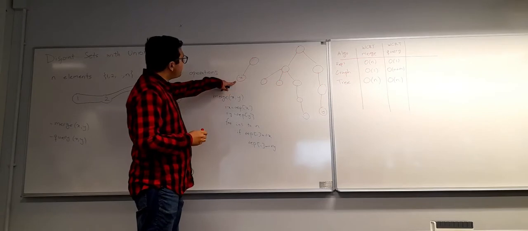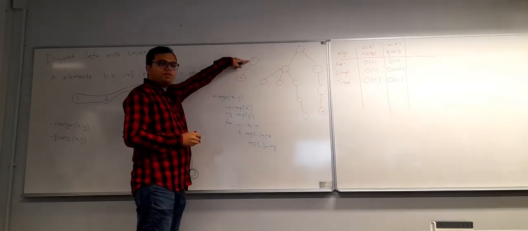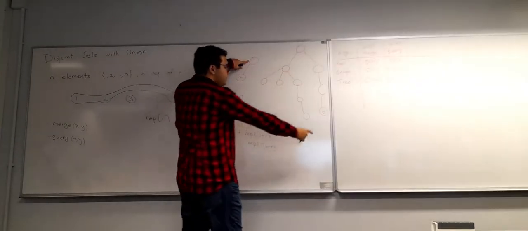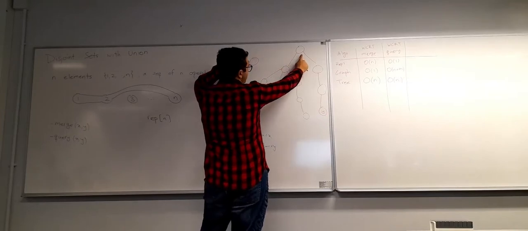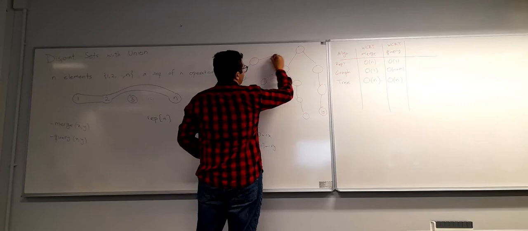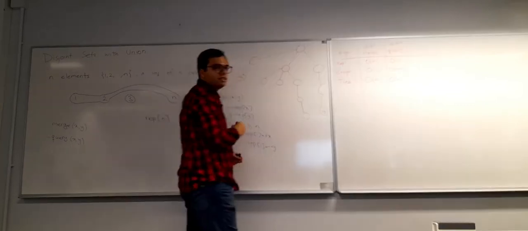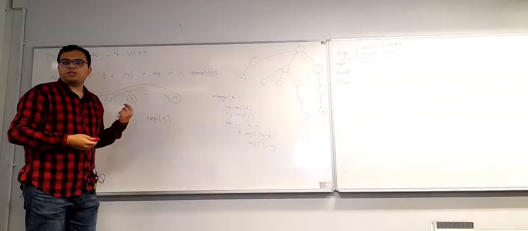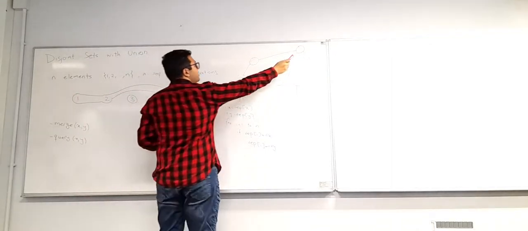I can start from X, go up to find its root. Then I can do the same thing from Y and go up to find its root. And then I just make one of them a child of the other one. Maybe I make this one a child of that one, or I could do the opposite. I could make this root a child of this root.